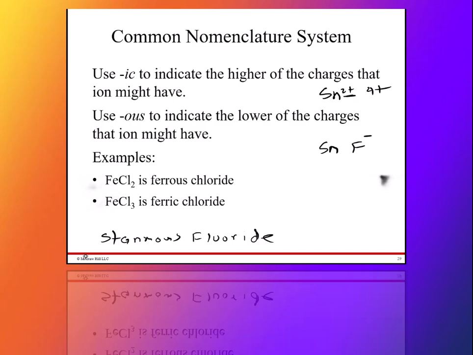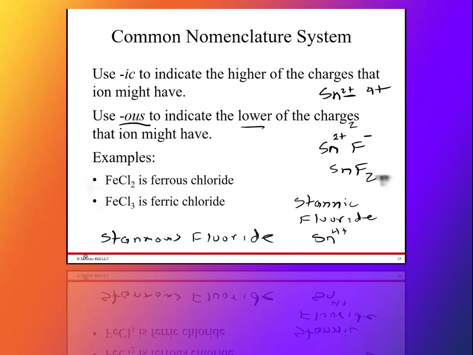The lower charge form gets the OUS ending. All right, the lower charge form. So when somebody says stannous fluoride, I know it's tin with a 2 positive charge. Fluorine's a -1 charge. Both of these numbers go into 2, and the correct chemical formula is this. Now, let's say it was called stannic fluoride. Stannic would be the higher charge form, which would be 4 positive here, and a still -1 charge on the fluoride ion. But the chemical formula would be SNF4, which is a totally different compound than SNF2.